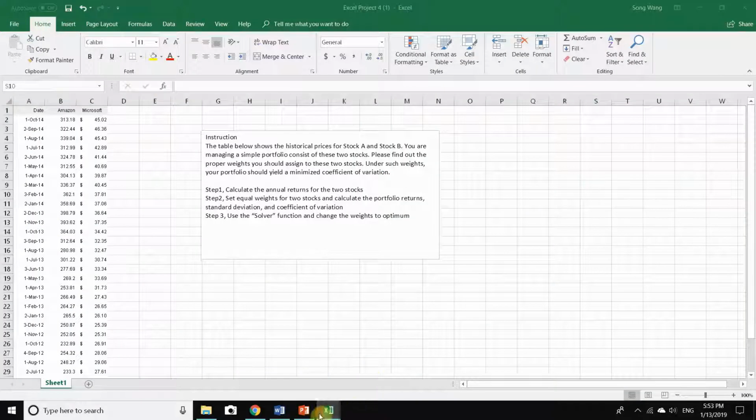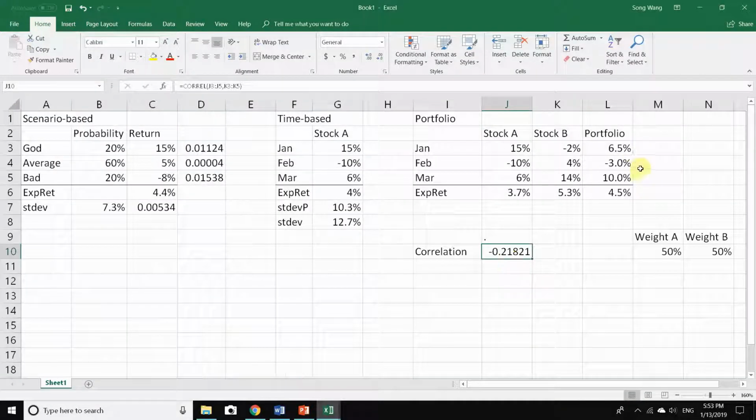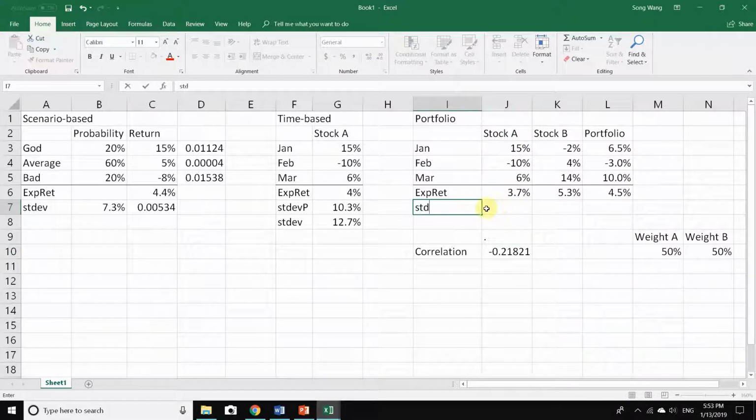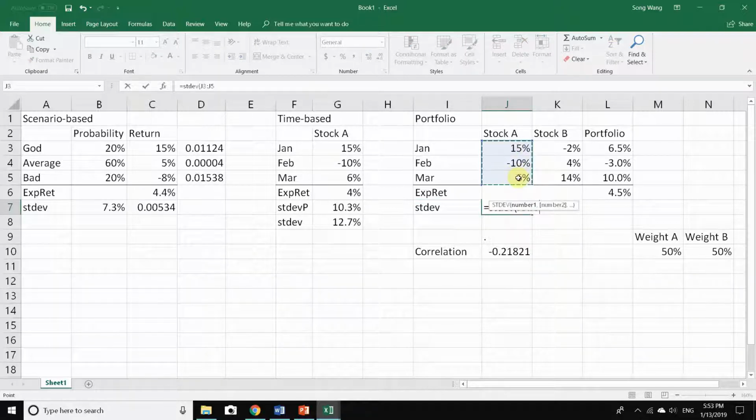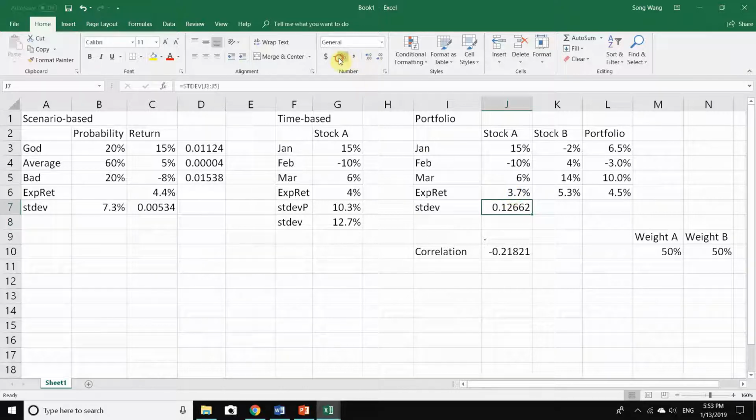For this one, if you want to get the standard deviation for stock A, it is STDEV. You just go ahead and do it. So you get a 12.7% standard deviation. You just drag it all the way. You're going to do this in your homework, in your assignment 2, and in your Excel project 4.